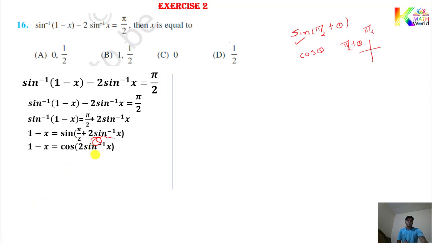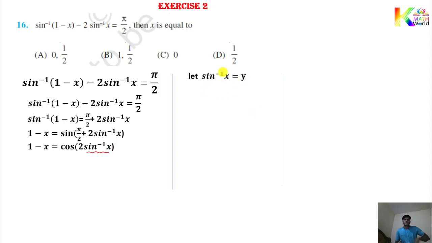Okay, hope you understood. Now to get the answer easily, this is like cos 2 theta format. For simplicity, assume sine inverse x equals theta, or y, whatever you like. Then from this you can write x equals sin y. You can replace this value in this step, so you get 1 minus sin y equals cos 2y.